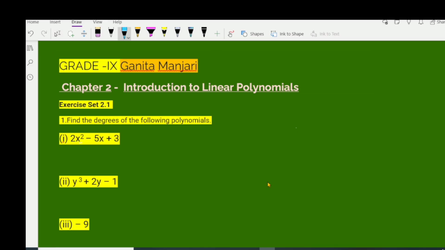To exercise 2.1 solution. First question, find the degree of the polynomial. You know very well, degree means the highest power of the variable, that's all. So look here, the first polynomial is given: 2x squared minus 5x plus 3. So x power 0, power 1, power 2. The highest power is 2, so the degree of this polynomial is 2. Then y cube plus 2y minus 1, the highest power is 3, so the degree of the polynomial is 3.